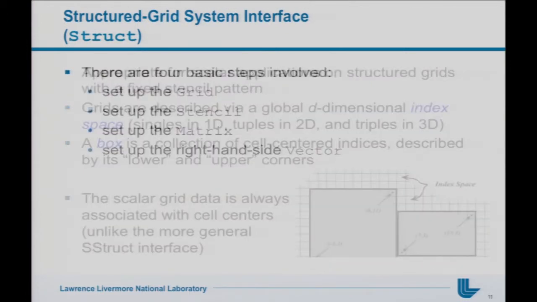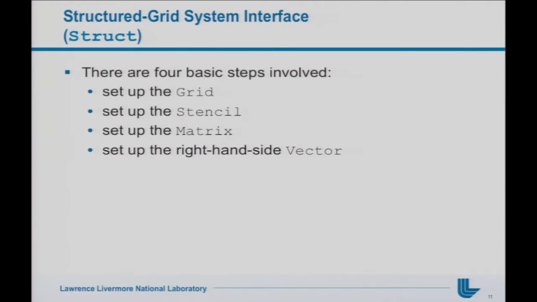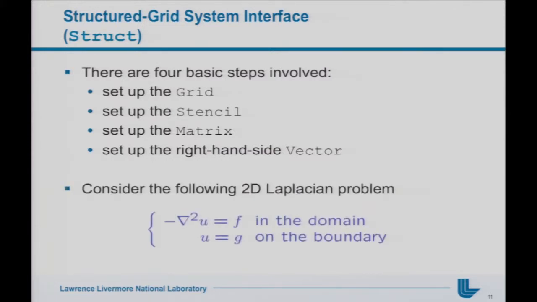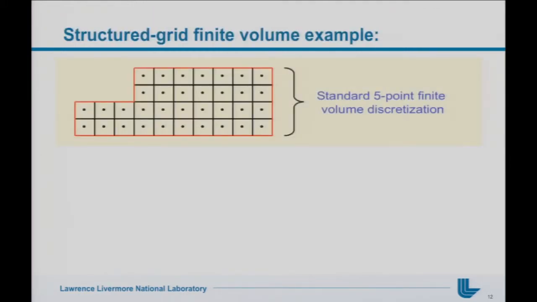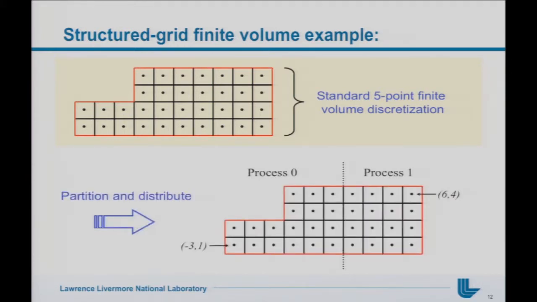We use these index spaces and boxes to describe grids in this interface, as well as in the semi-structured one. So there are 4 basic steps in Struct for doing this. The 4 basic objects you have to build: a grid, a stencil, then your matrix, and your vector. And just to illustrate how this works, I'll give a simple Laplacian example on a 2-dimensional grid. And this is the grid that we'll use. It's a cell-centered problem. Assume it's partitioned on 2 processors for this example.